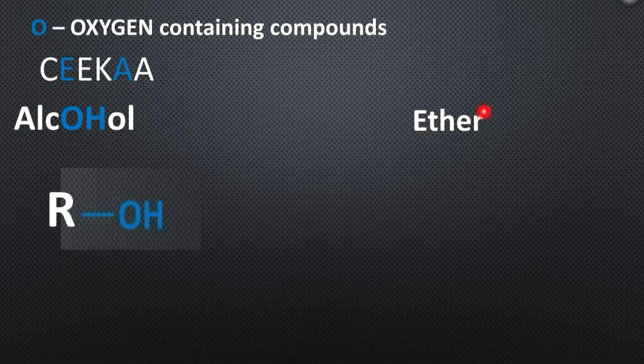For ether, this is how I remembered it. Ether looks similar to this English word, either. So there's basically an oxygen atom with R groups on either side of the oxygen atom. So R groups on either side. So that's how to remember it.